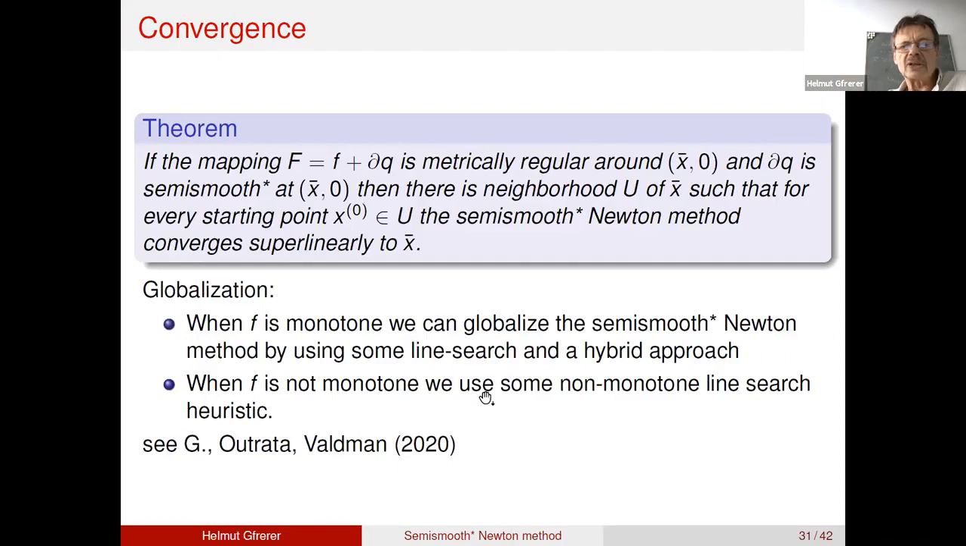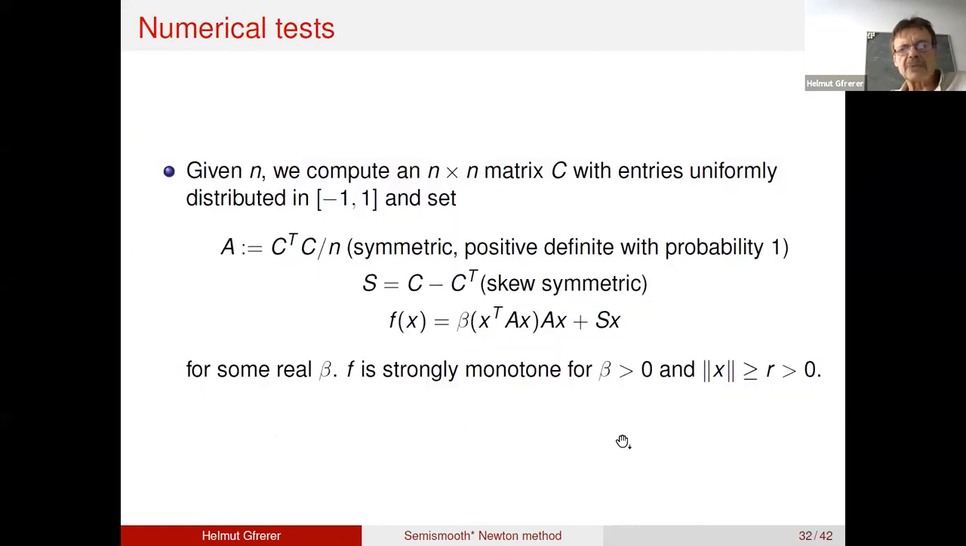And it's to say that also some globalization is possible. When F is monotone, we can globalize this semismooth star Newton method. We can prove convergence by using some line search. Okay, and when F is not monotone, we use some non-monotone line search heuristic. Okay, and then we perform here actual computations.